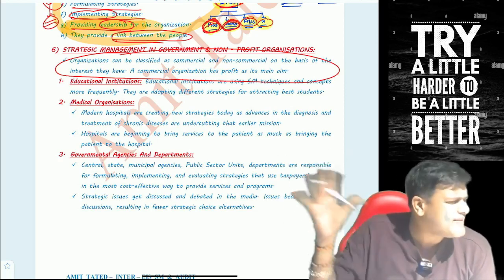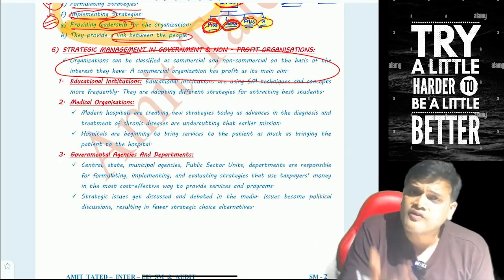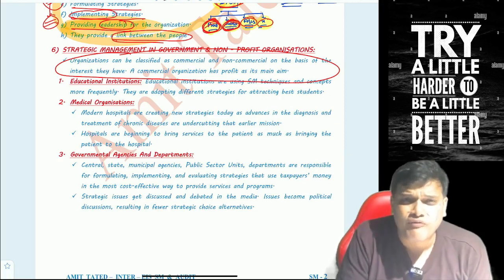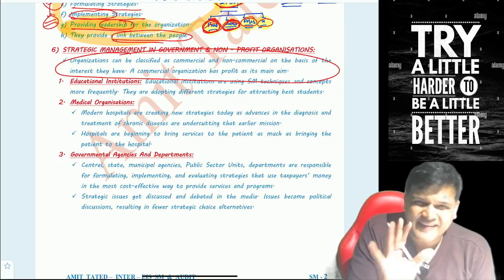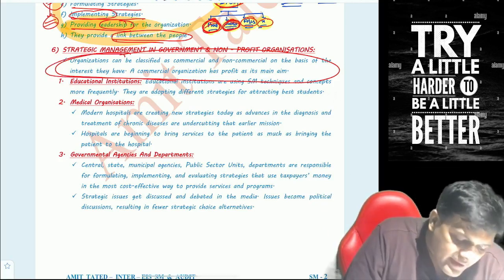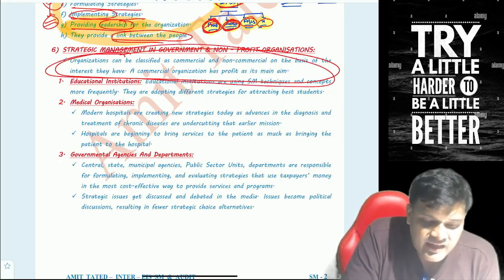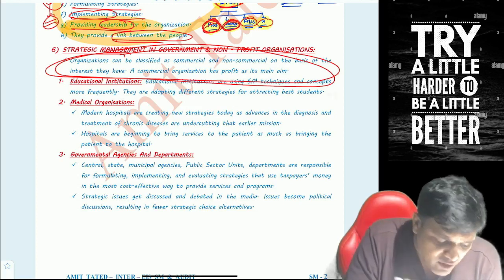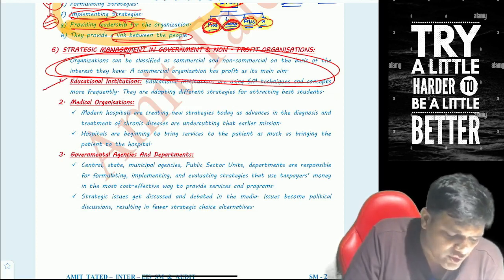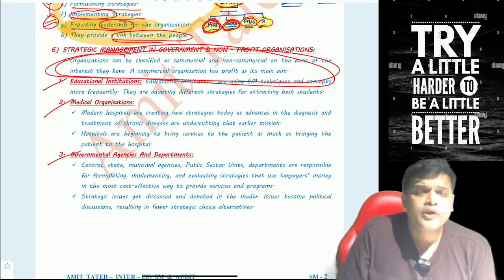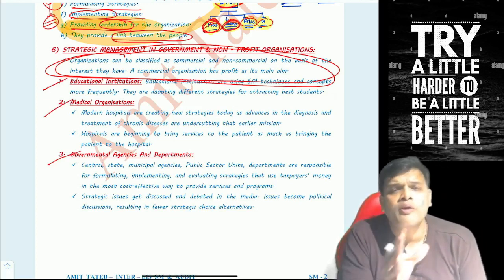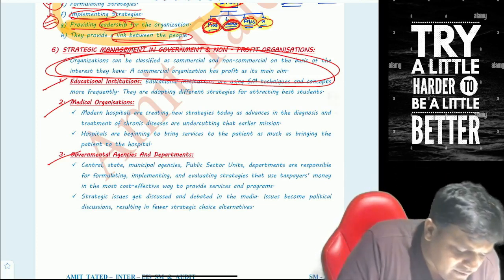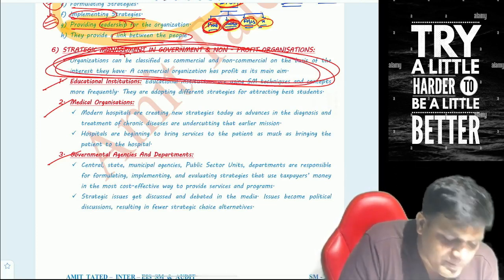What 5-6 lines have they written? They have written that a non-profit organization does not work for money. They don't work for profit. They rely on funding from outsiders. A commercial organization works on profit. These are basic things, and you need to write this. And if the question is on a specific thing, for example, on an educational institution or medical or government agencies, you need to write a specific answer. If the question is not on a specific thing, it is only on non-profit organization, your answer should be restricted only to this first paragraph. That's it.